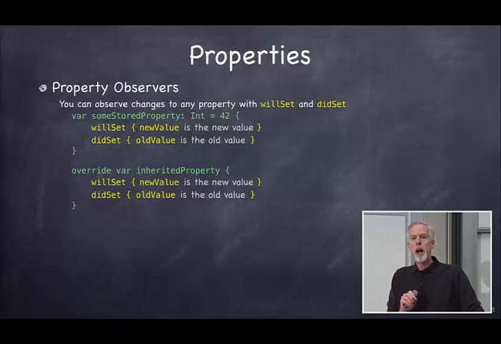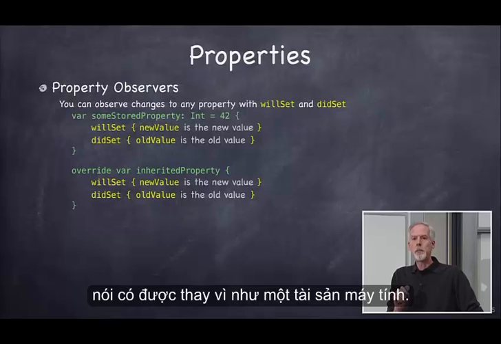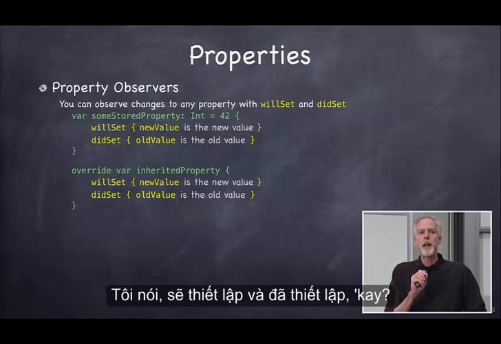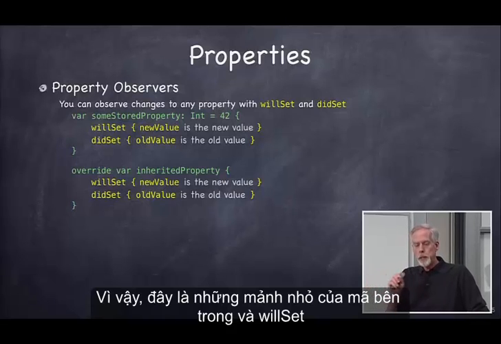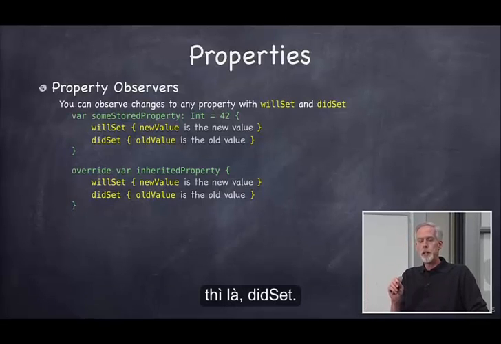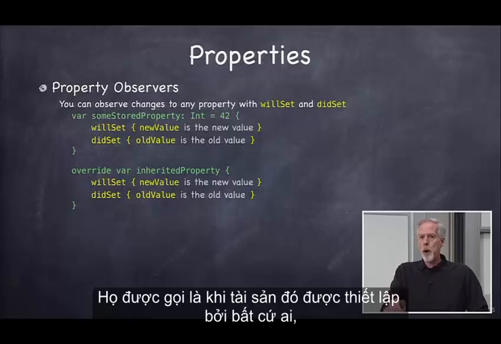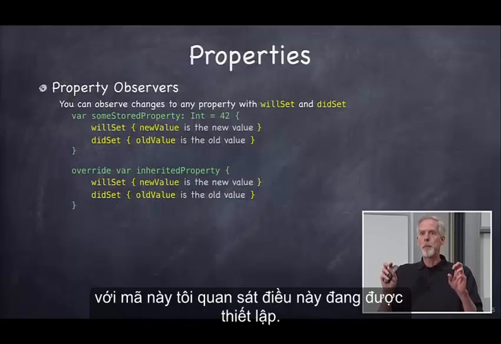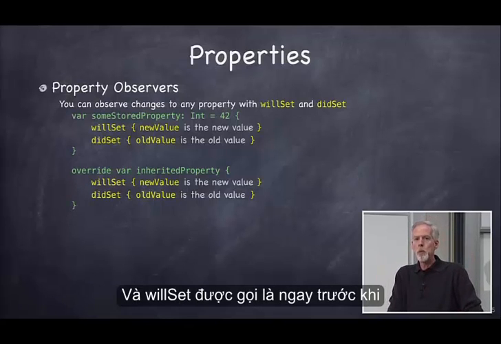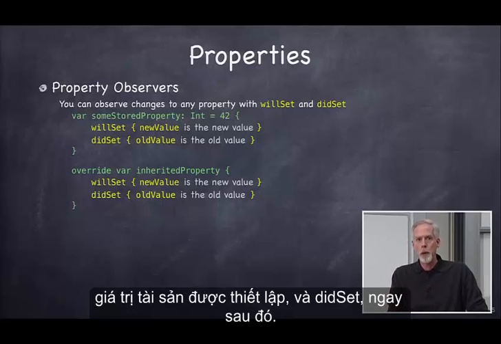still put a curly brace after it. But in that curly brace, instead of saying get and set like a computed property, I say will set and did set. Okay? So these are little pieces of code inside the will set and did set. They get called when that property gets set by anybody. So it's called a property observer because I'm observing, with this code, that this thing is being set. And the will set is called right before the property's value gets set, and the did set right after.